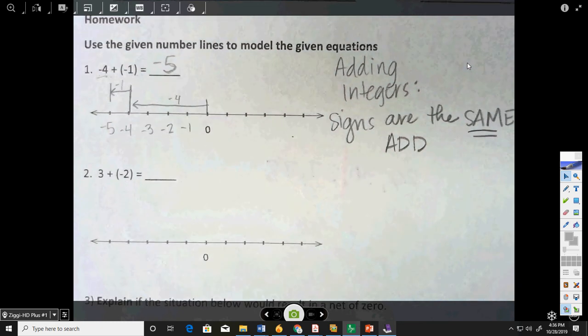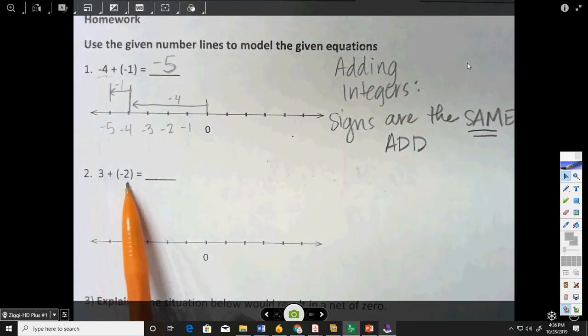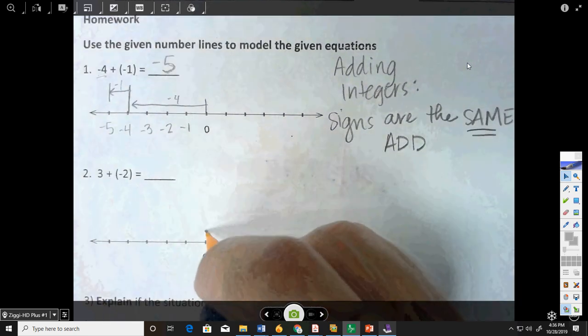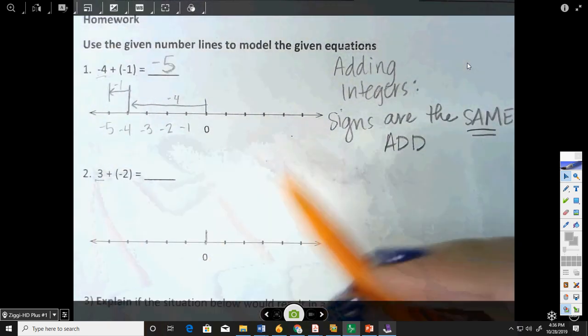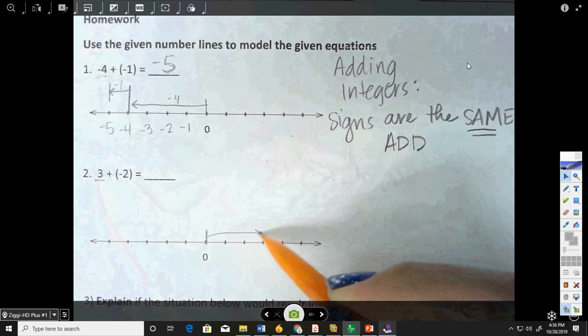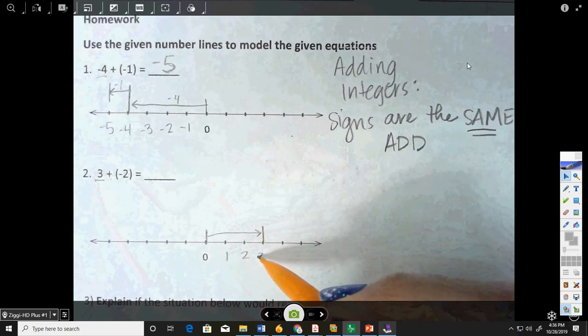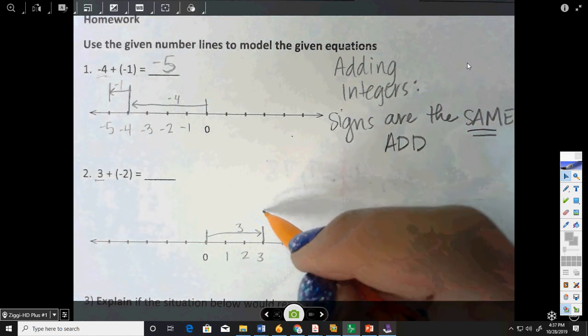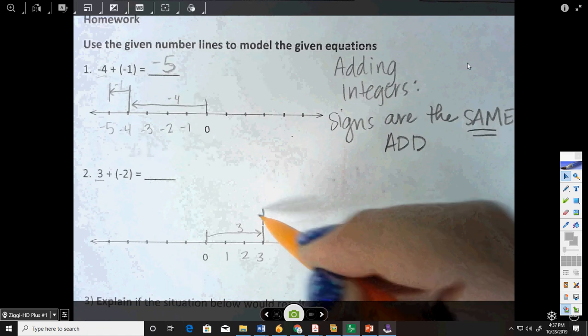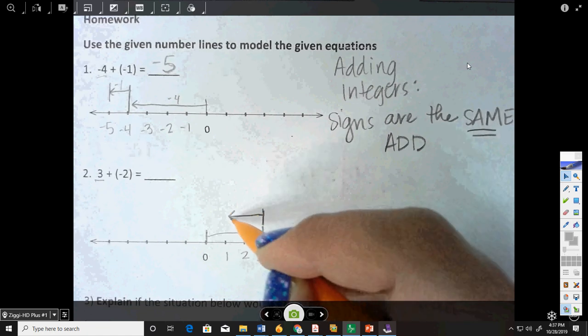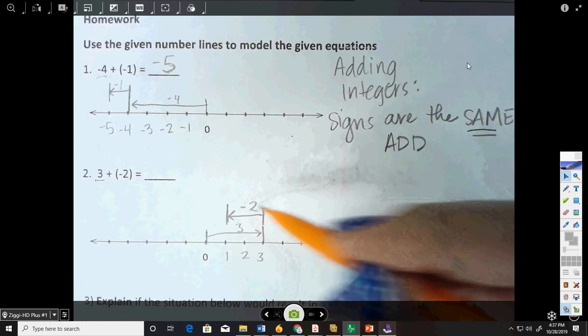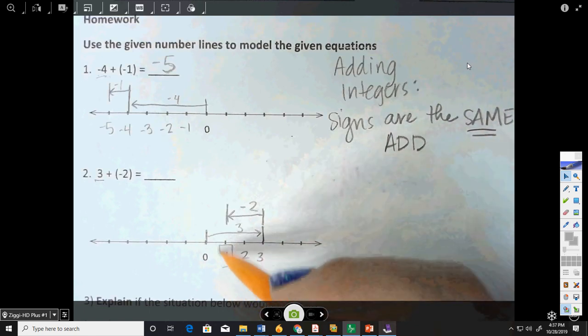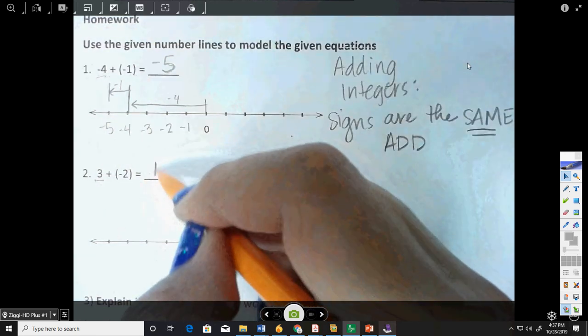Now let's look at it when the signs are different. So here we have a +3 plus a -2. We start at 0. Again, we do +3 first. That means we go to the right 3 units. That represents our 3. And to add a -2, we have to go back to the left. So we're at +3, and we go to the left. That represents 2. And you can see that we end at 1.